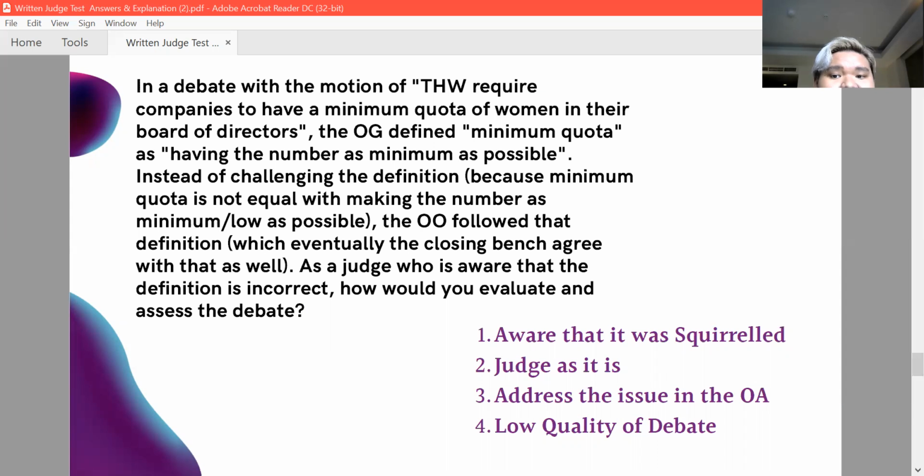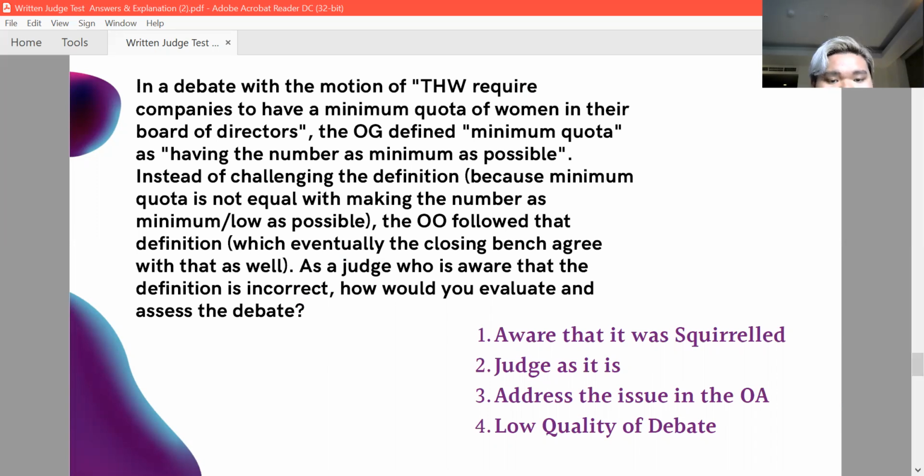As a judge that is aware that the definition is incorrect, how would you evaluate and assess the debate? Four-way. First, be aware that it was a squirrel, because I think that some of you answer this question by saying that open government has substance. We don't necessarily think that it is a substance because it's already literally a different definition, a different type of debate. So the first thing you need to do is recognize that this is a squirrel definition.